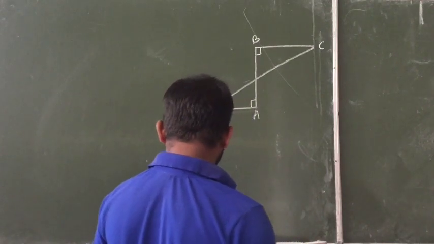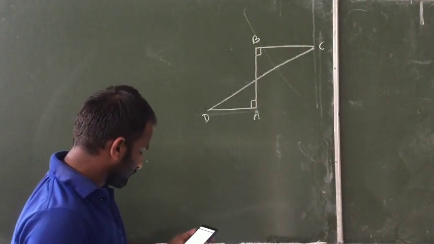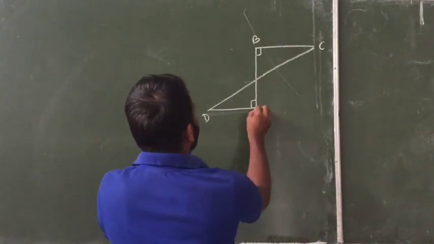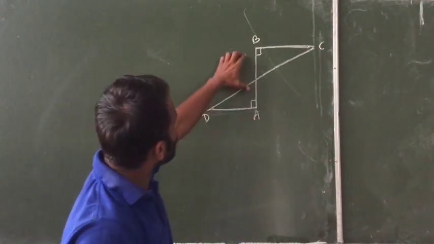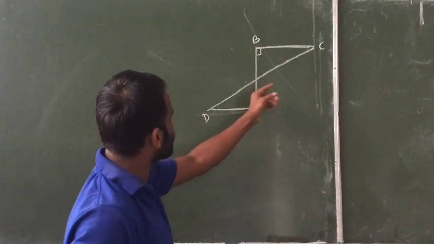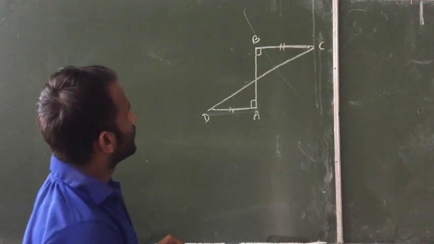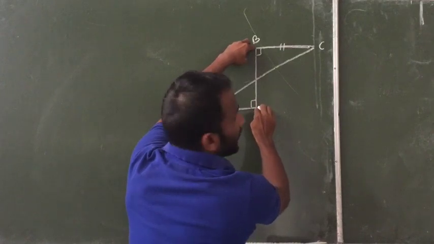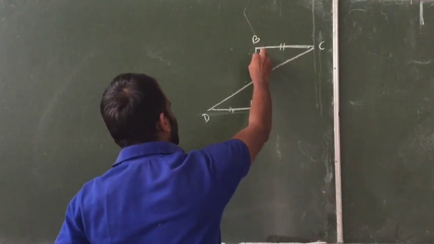The figure is drawn here. AD and BC are equal perpendiculars to a line segment AB, so that CD bisects AB. Here AD is perpendicular to AB, and BC is perpendicular to AB also, and they are equal. It is said in the question. So now we have to prove that the line segment CD bisects the line segment AB. That means this part and this part are equal. We have to prove this one.